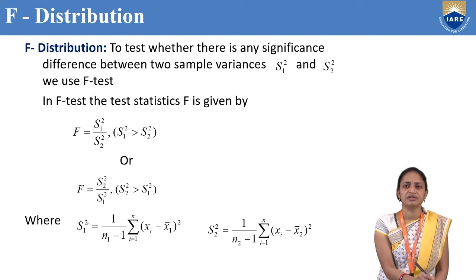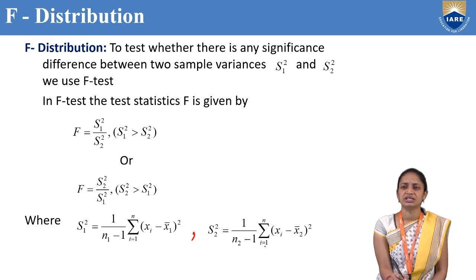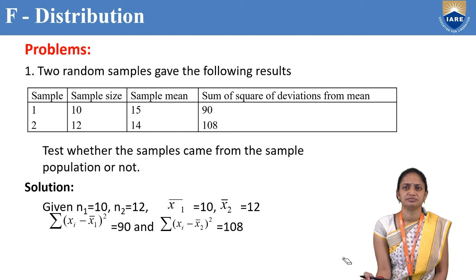Where S1 square equal to 1 by n1 minus 1 summation i equal to 1 to n of xi minus x1 bar whole square, and S2 square equal to 1 by n2 minus 1 summation i equal to 1 to n of xi minus x2 bar whole square. So these two are the S1 square and S2 square variance formulas.